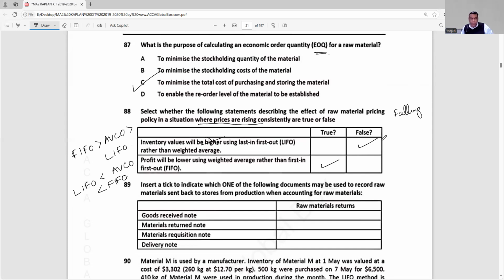But if suppose prices are falling, then what will happen? Then FIFO has lower profit than the LIFO. Or alternatively, we can say that LIFO has higher profit than AVCO and AVCO has higher profit than FIFO when prices are falling.